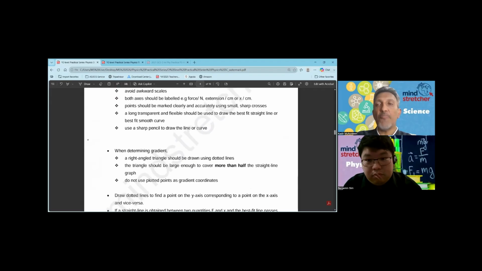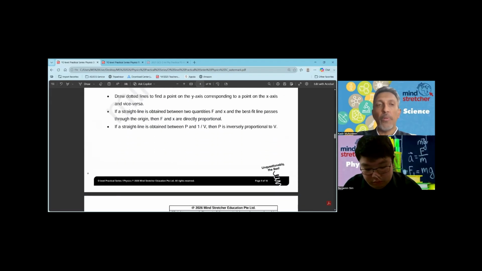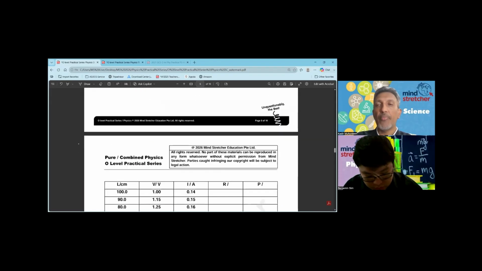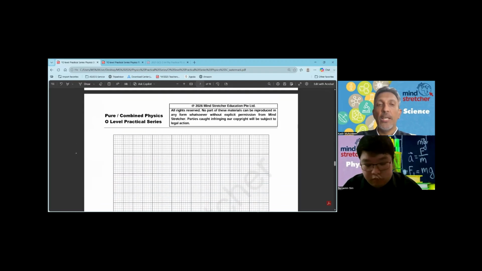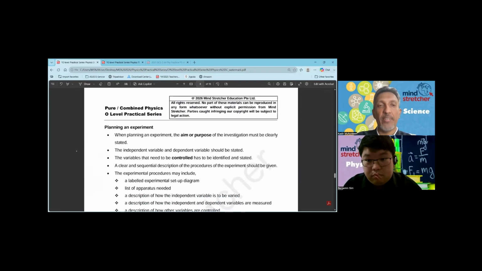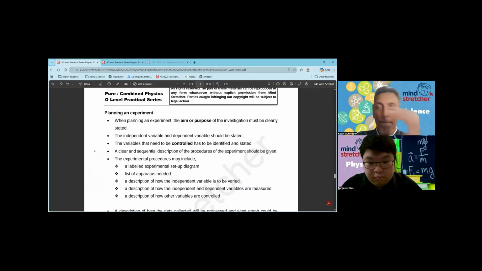Sorry, this graph plotting, we will come to it later. This is the whole section. Can we now go to this planning an experiment?